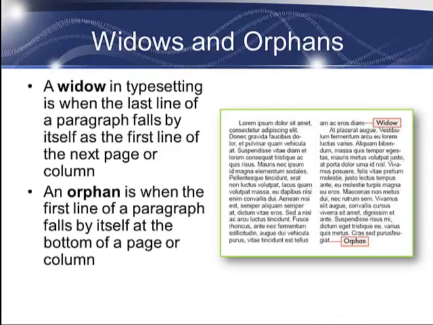A widow in typesetting is when the last line of a paragraph falls by itself as the first line of the next page or column. An orphan is when the first line of a paragraph falls by itself at the bottom of a page or column, or when a single word or part of a word falls by itself on the last line of a paragraph.